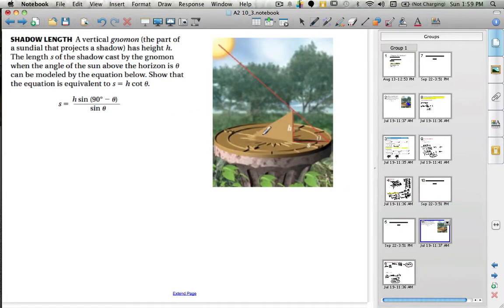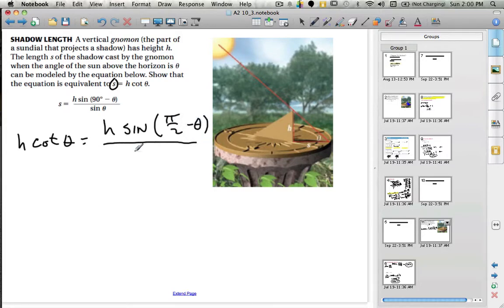So here we are, we're back to working with this gnomon. And so what I'm trying to do is I'm trying to prove that this is equal to h times cotangent of theta. So if s is equal to that, I can put it over here. H times cotangent of theta is equal to all of this, sine. Now remember, 90 degrees in radians is pi over 2. I'm doing that because it's going to look like other things we've got. Over sine of theta.